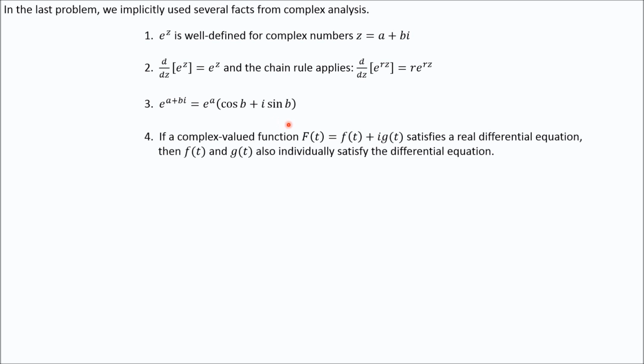And finally, we made this weird assumption that if we have a complex valued solution to a differential equation, then the individual components, f of t and g of t, are also solutions to the differential equation. This fact is what allowed us to make any use of any of this stuff. If this weren't true, then using complex numbers would be completely useless. It's this fact that once we find a complex solution, we can look at the real components, and they are solutions as well. That's what makes all of this useful in finding solutions.